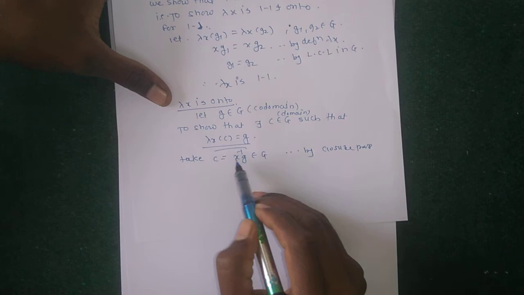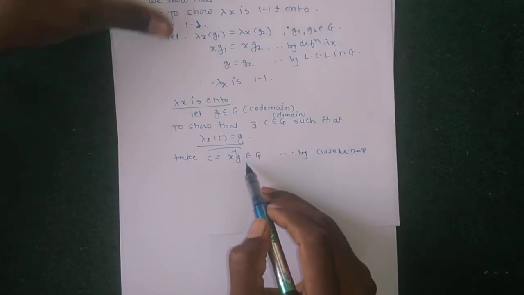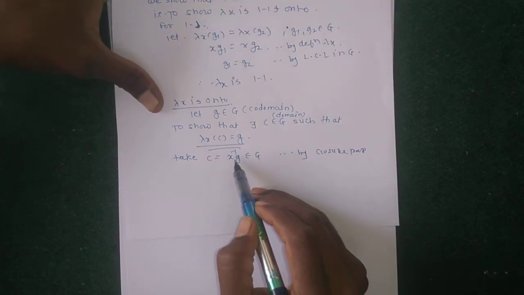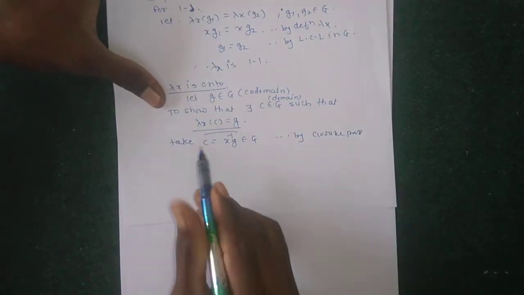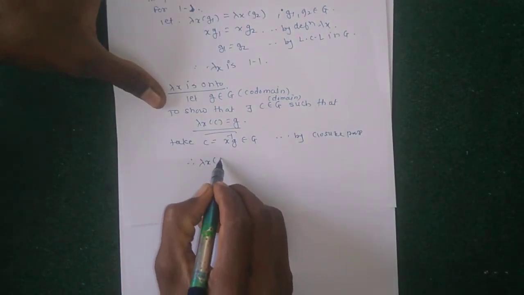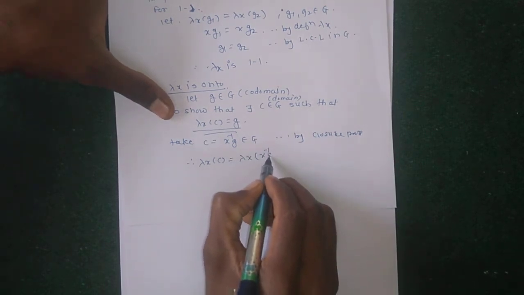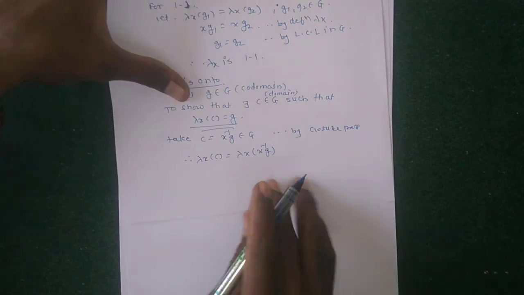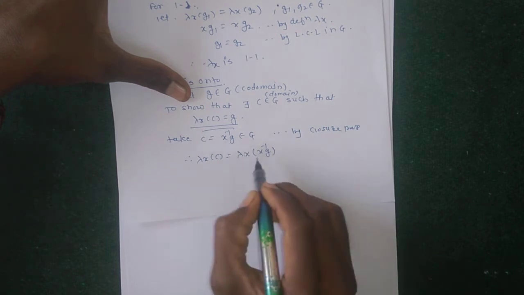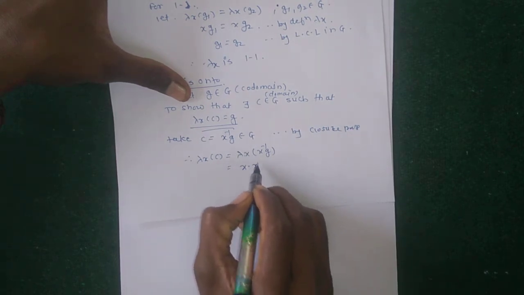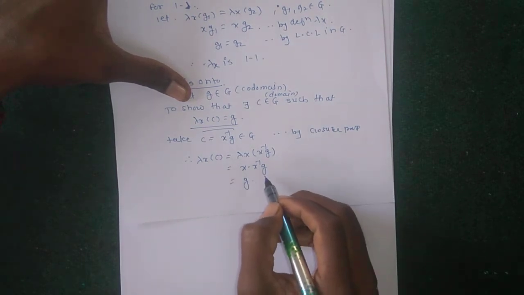Since x belongs to G and x inverse belongs to G, and G is a group, their multiplication x inverse star g, or x inverse dot g, belongs to G by the closure property. Therefore lambda x of x inverse g is equal to x into x inverse g. This map is applied on this element, and the value is x into x inverse g. X into x inverse is identity, and the value is g.